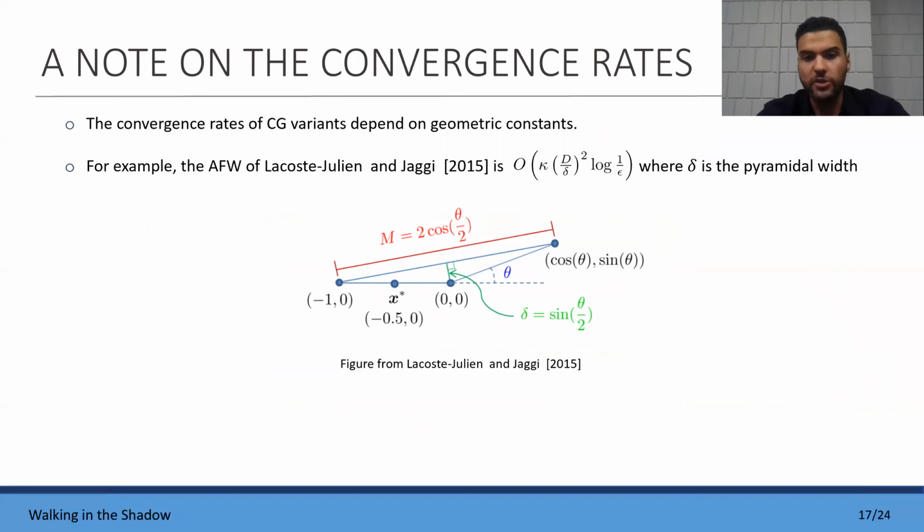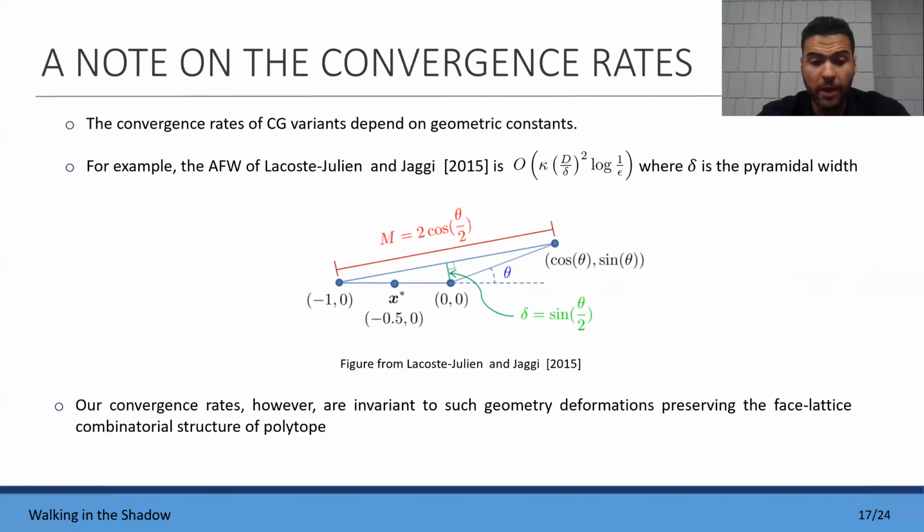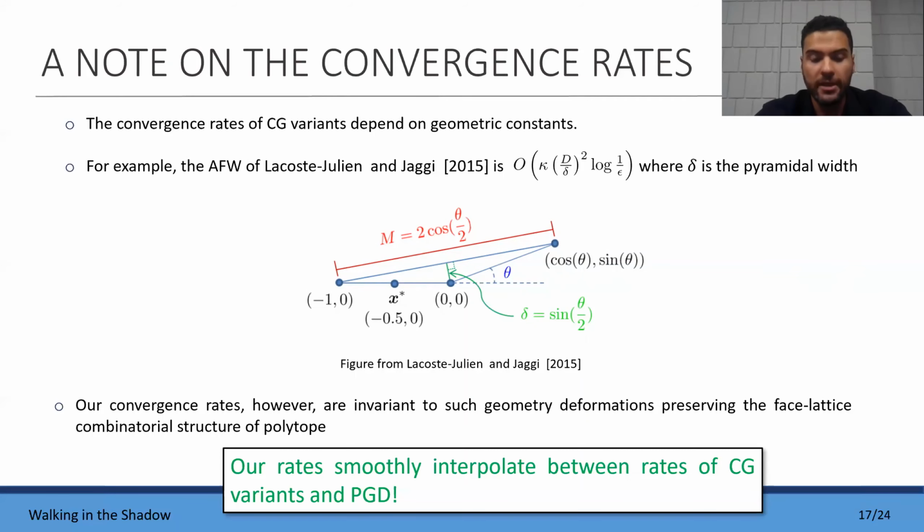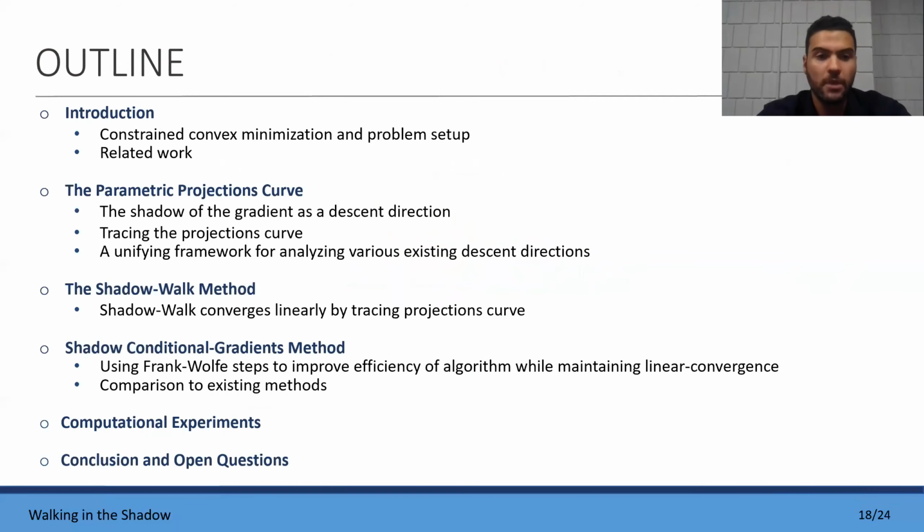So for example, for the away Frank-Wolfe variant of Lacoste-Julien and Jaggi in 2015, they show that the number of steps to get an epsilon error is O of kappa d over delta squared log 1 over epsilon, where delta is the pyramidal width, a geometric constant, and d is the diameter of the domain. In the triangular polytope example we see on the slide, the pyramidal width delta is sine of theta over 2. So we see here that as we change the angle theta, the pyramidal width will dramatically change. However, our convergence rate rather depends on this beta factor, which is invariant to such geometry deformations preserving the facial structure of the polytope. In that sense, our rates smoothly interpolate between the rates of CG variants and PGD.